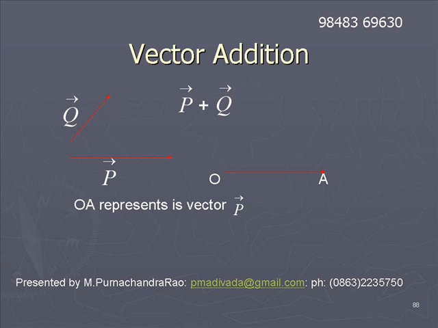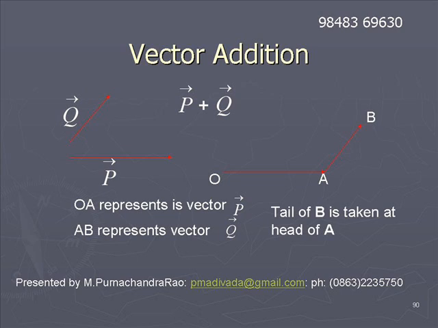From the head of the first vector, the tail of the second vector will be drawn. The head of the first vector is taken as the tail of the second vector. Hence, this is known as the head to tail rule. Now, in the figure, I have represented P bar by OA, such that A is the head of the vector P bar, and I have taken A as the tail of Q bar, and AB is the vector Q bar.